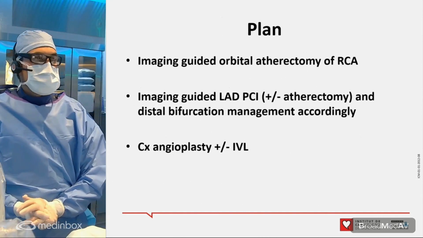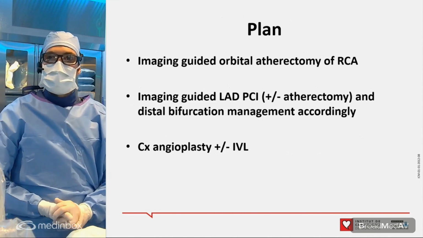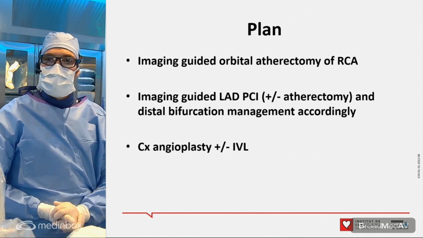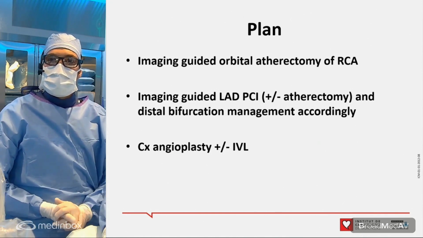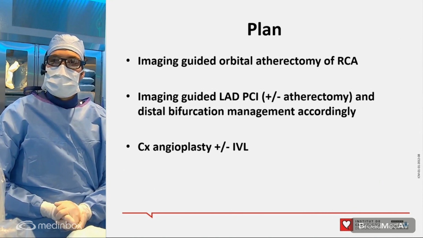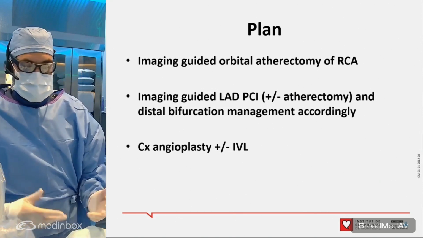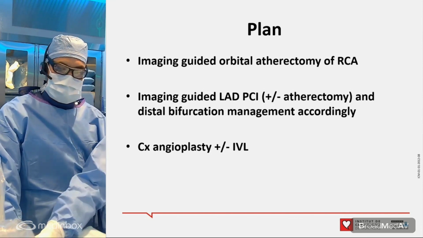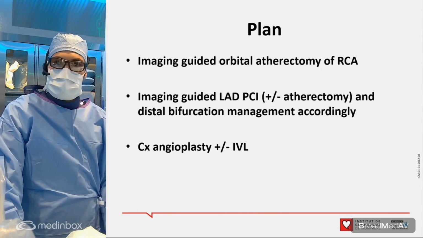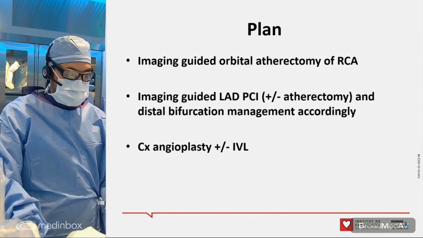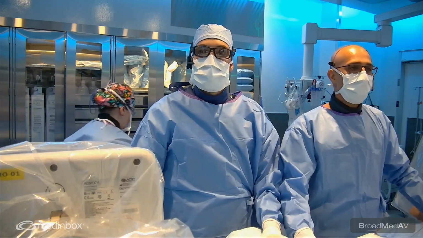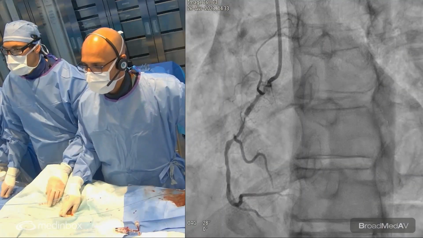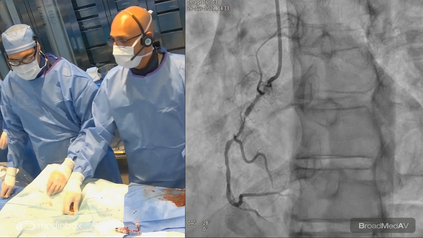The plan for today is an imaging-guided orbital atherectomy of the RCA, which we have just finished. Then we will do an imaging-guided LAD PCI and distal bifurcation management according to the imaging, and also angioplasty of the circumflex, with either atherectomy or intravascular lithotripsy. Let's start with the RCA. It's a very interesting angioplasty that I'd like to go over. We did it just before coming online.